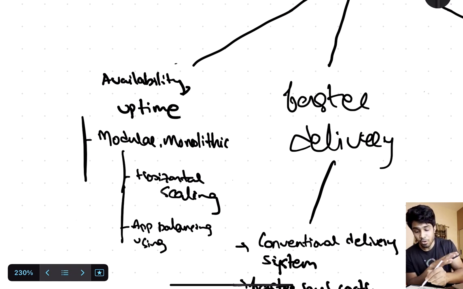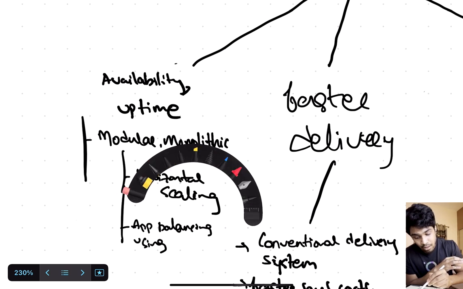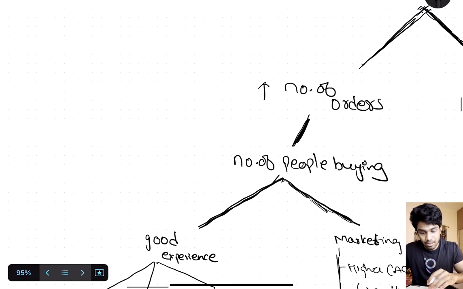So they focus on horizontal scaling. Horizontal scaling is, for example, you add more servers, you keep increasing the infrastructure and the resources underneath it to make sure that the availability is more, and you increase the number of servers instead of balancing the load between the existing servers to keep up with the availability and uptime. So it uses app balancing. So this is it.